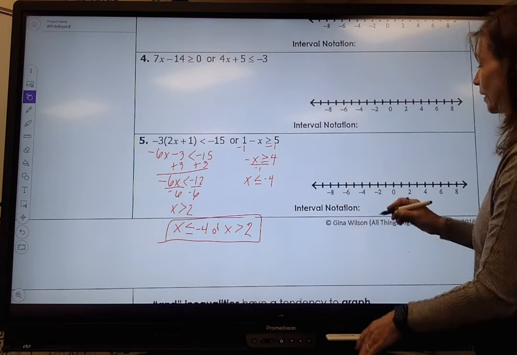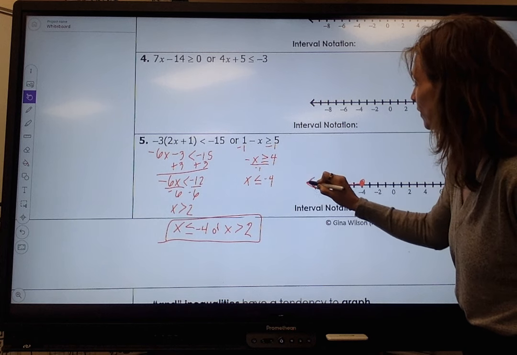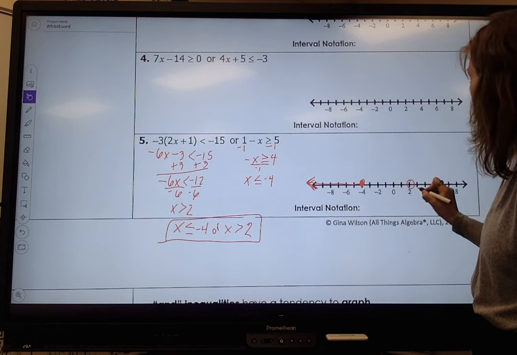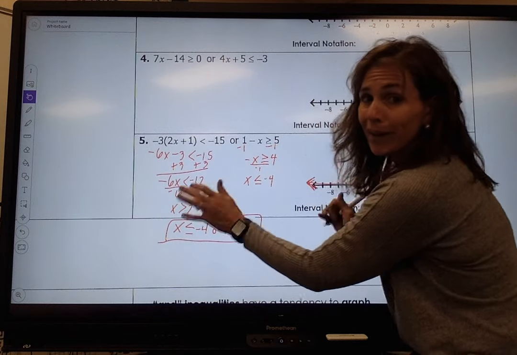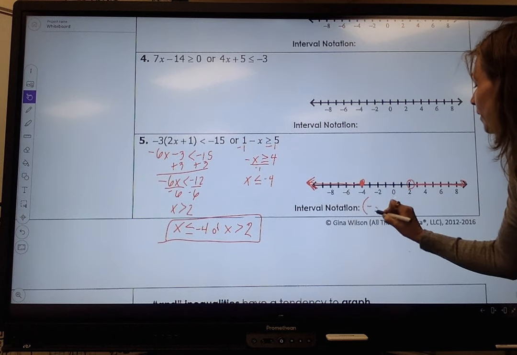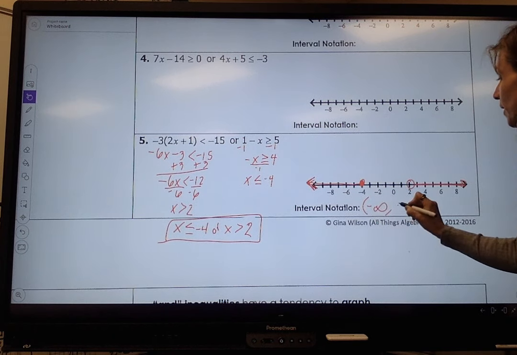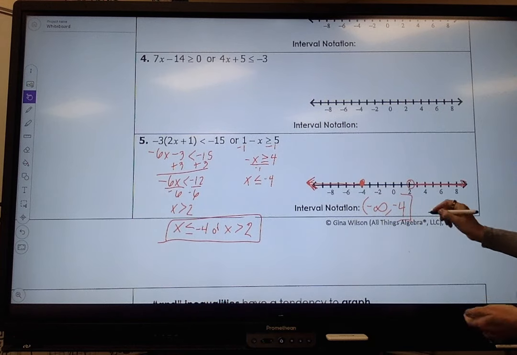So when I graph it, I come over here, closed circle on negative 4, shade all the way to the left, open circle on 2, shade all the way to the right, and I know because my arrows are going out. I can already see it in the graph. So how far left do I go? Negative infinity, and it stops at negative 4. Negative 4 is a part of the solution, so you must include it.